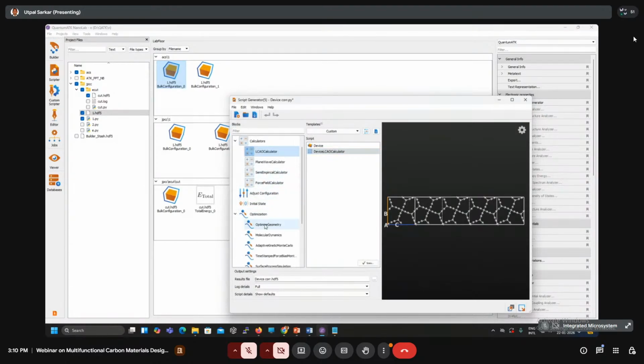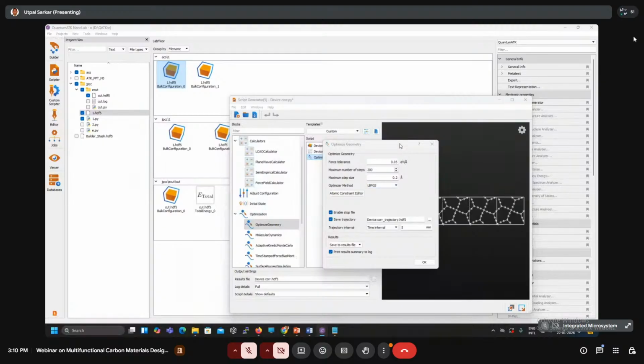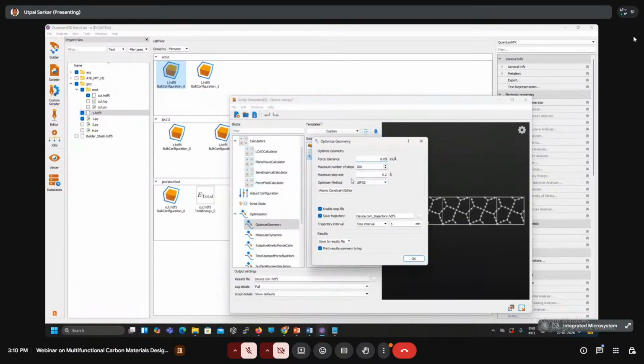Now you have to go for the optimized geometry. Here also you can choose the force tolerance. You can take whatever you need. Here I am putting the default value only, and there is also the optimizer method. We have done it in the LBFGS method, that's why I am putting the LBFGS method here. You can change it to FIRE also. The geometry file has been saved as device_core_trajectory.